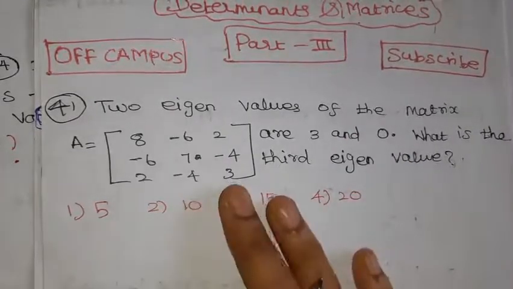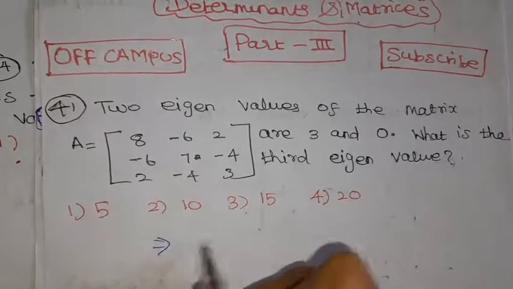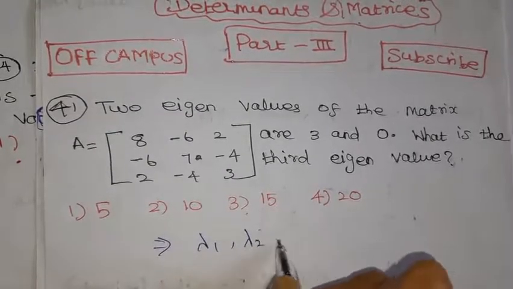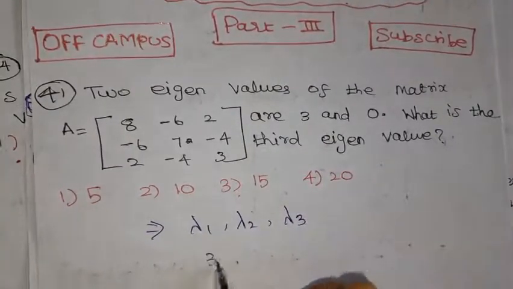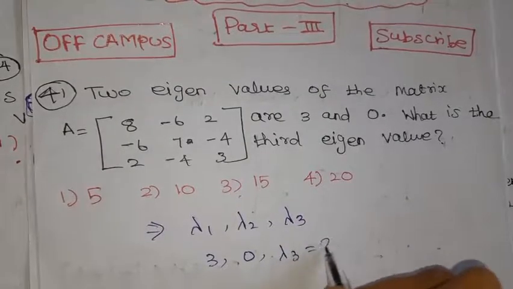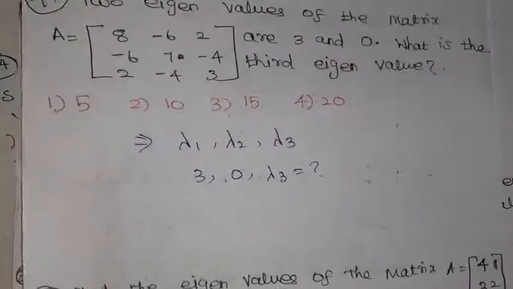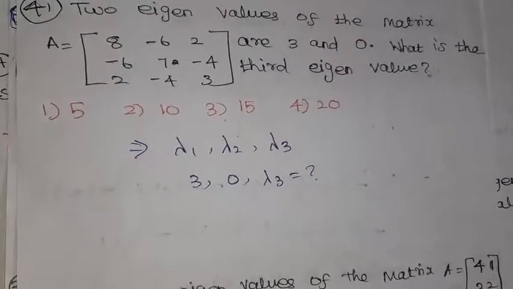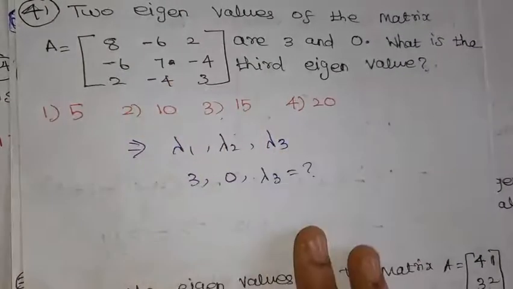So the given matrix is a 3 cross 3 matrix. So it has three eigenvalues, say lambda 1, lambda 2 and lambda 3. Say lambda 1 is 3, lambda 2 is 0. So we need to find out lambda 3. Third eigenvalue is what? We are going to find that. We can find it using the properties of the eigenvalues.